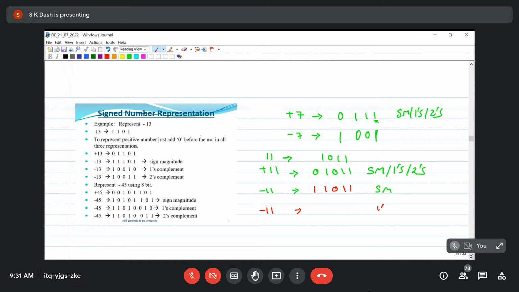If I write minus 11 in 1's complement, I need to take the 1's complement of plus 11. Then I will get 10100. This 0 will be changed to 1, this one to 0, this 0 to 1, this one to 0, and this one to 0. To represent minus 11 using 2's complement, I need to take the 2's complement of 10101.